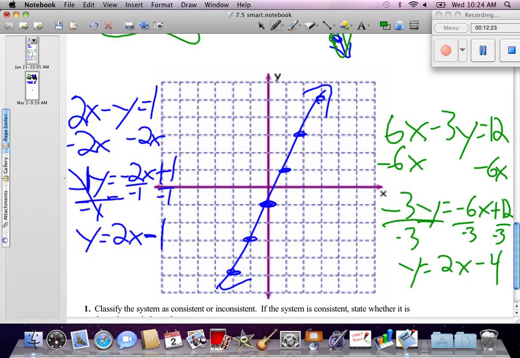Okay, we're back to Ryan. Where does my first point go? Negative 4. So I put a dot on negative 4. So I go down 1, 2, 3, 4. And then what, Ryan?